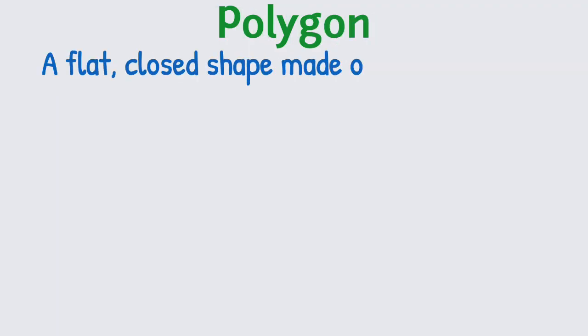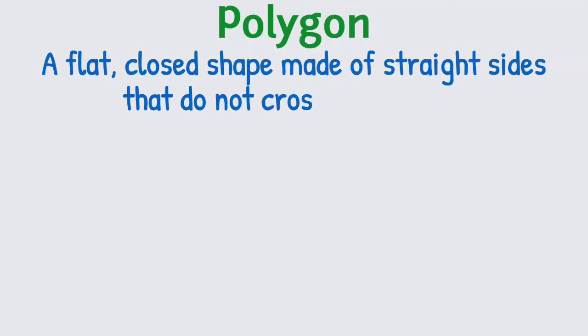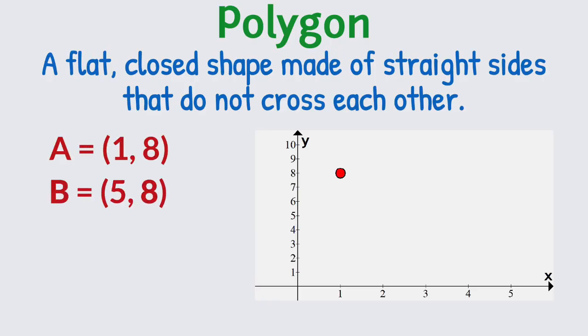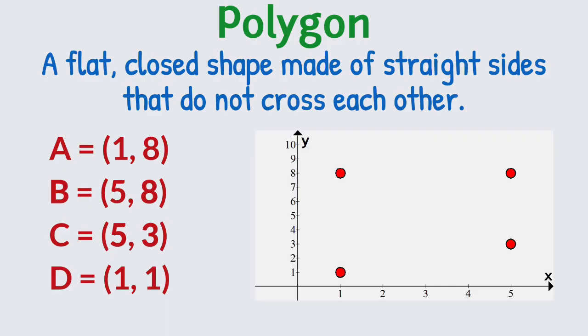Polygon. A flat, closed shape made of straight sides that do not cross each other. We can plot polygons on the coordinate plane by connecting ordered pairs. Every vertex of a polygon becomes a point on the coordinate plane, and connecting those points reveals the shape.